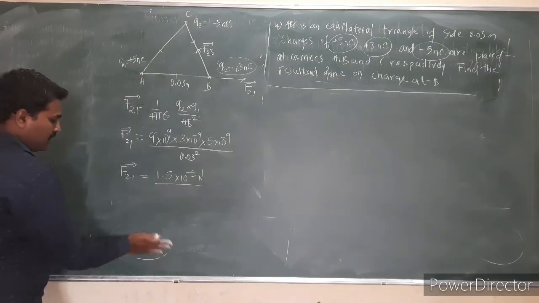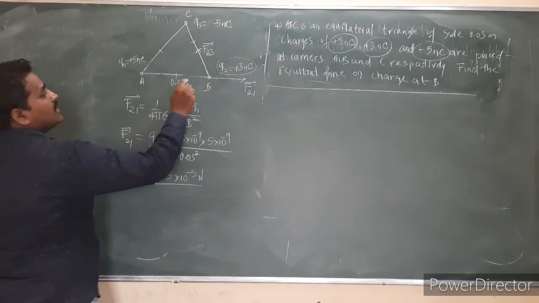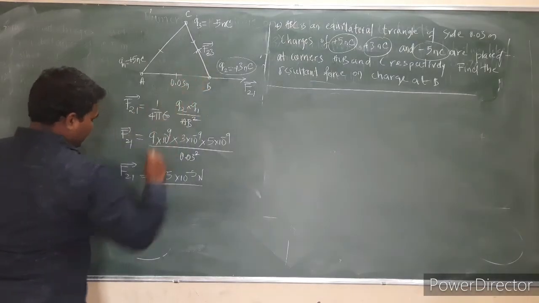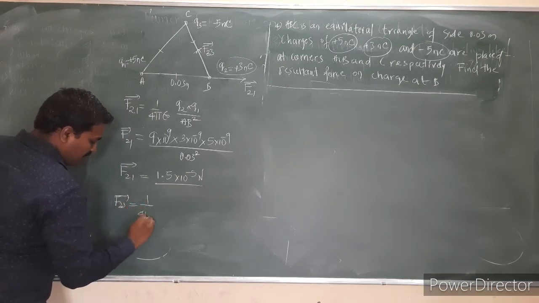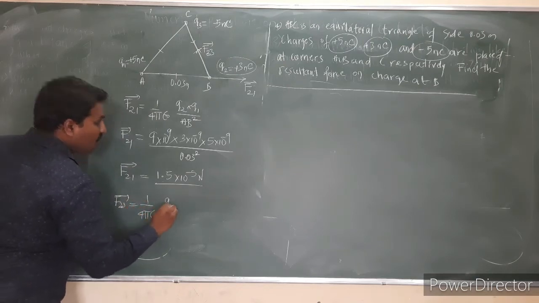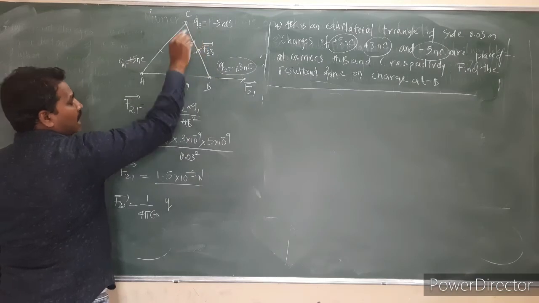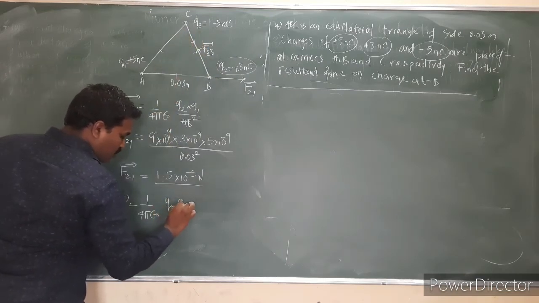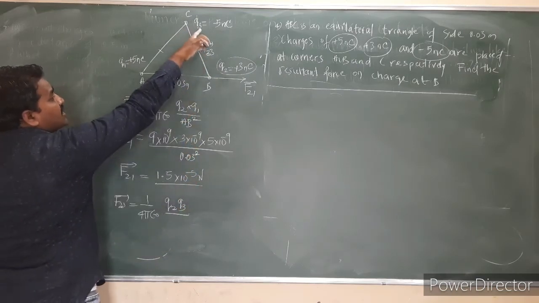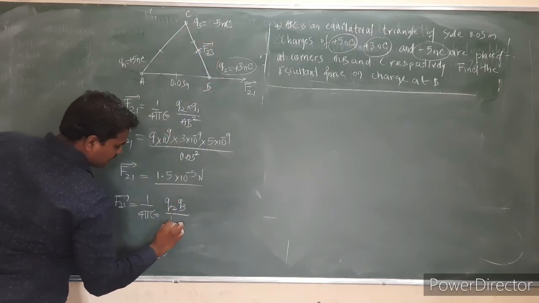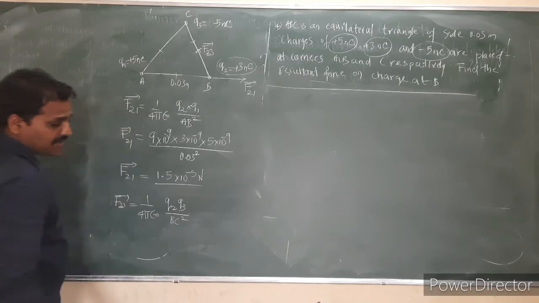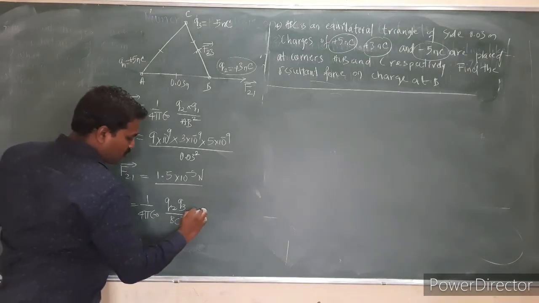Similarly, when I consider the force F23, F23 is equal to 1 divided by 4 pi epsilon naught. What charges do I have to consider? Q2 and Q3, Q2 Q3 divided by the distance between charges Q2 and Q3, that I write as BC squared.